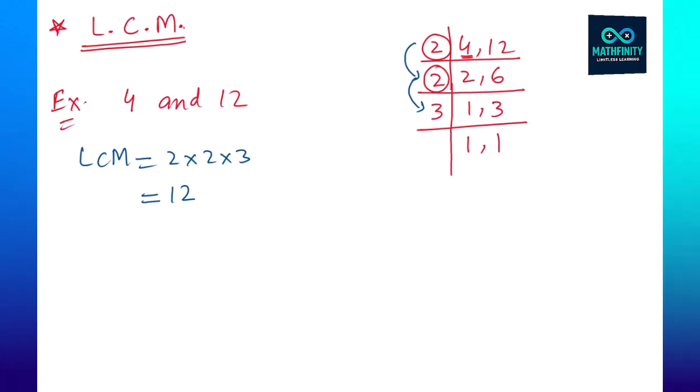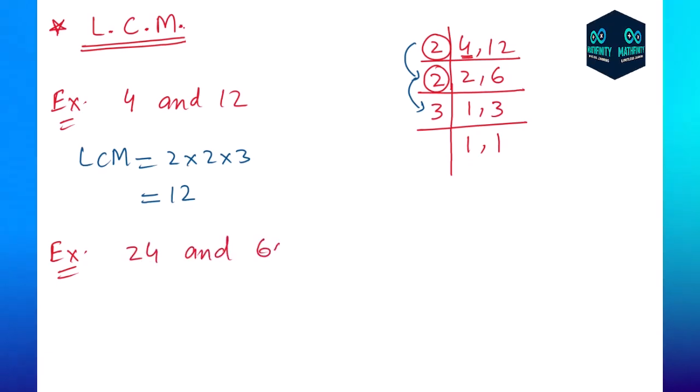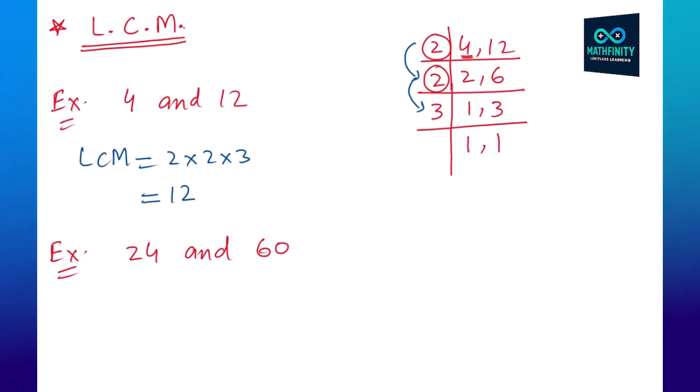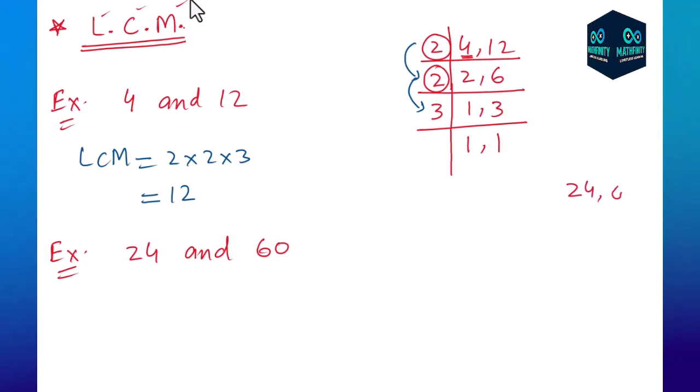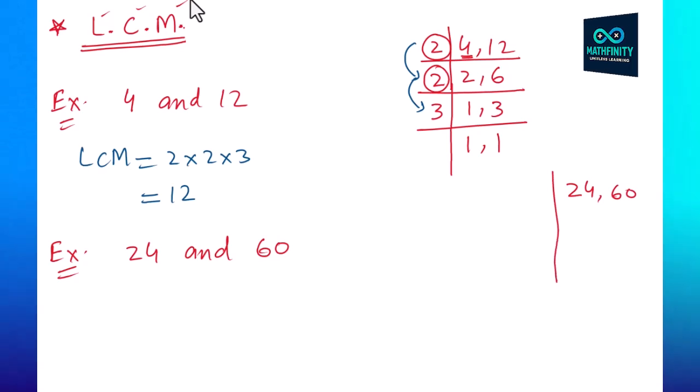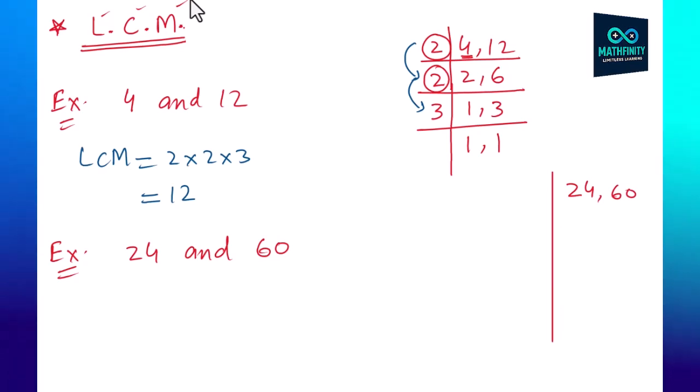Another example. Find out the LCM of 24 and 60. As I told you, you can use another method. You can write the table of 24 and 60 and find out the least common multiple, LCM. But I am using this method for 24 and 60. Then as I told you, you have to start thinking from where? From table 2.